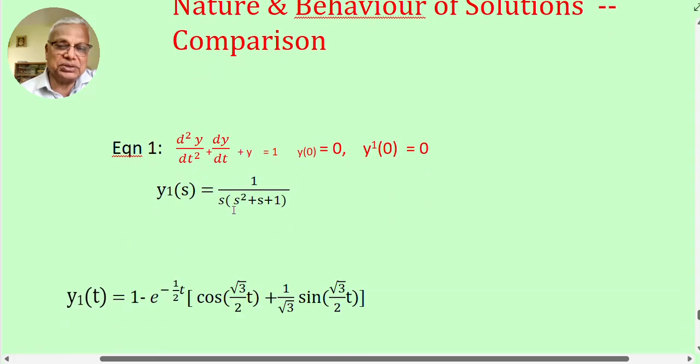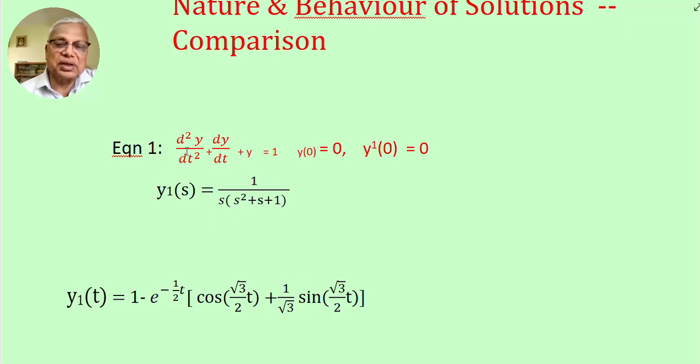So the first equation is this: d square y by dt square plus dy by dt plus y equal to 1 with these conditions. When we solve this, we got this equation, Y(s) equal to this. Actually this is Y(s) only.